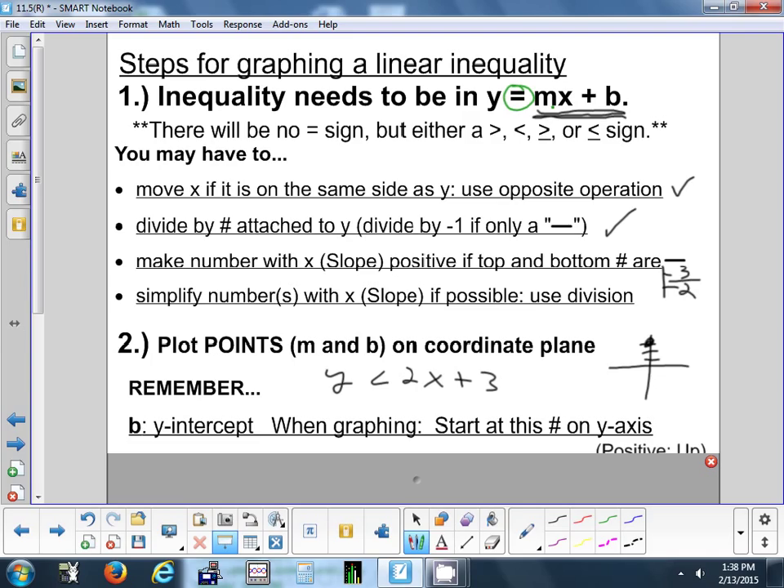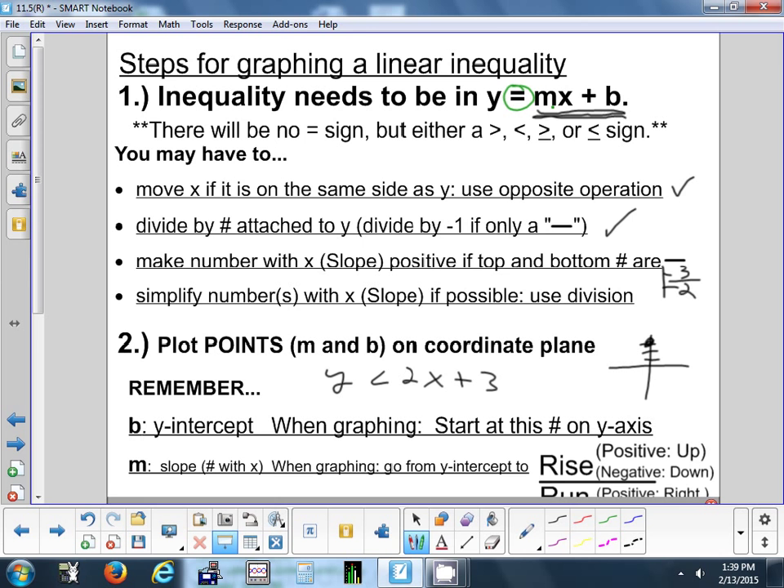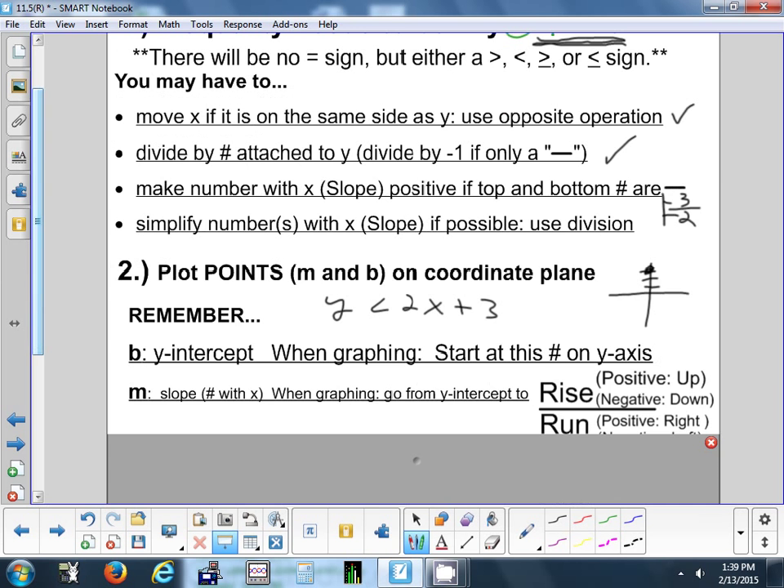Once I look at the y-intercept, what's the other number I got to look at? The m, which is slope. Anybody remember what slope is? Sometimes we use 2 words, they both begin with R. Rise over run. Good. So once you put a dot on your y-intercept, then you use your slope to graph another point.